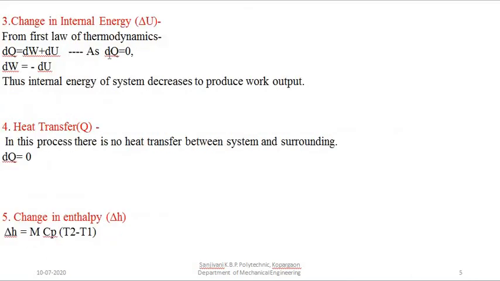Now the change in the internal energy, delta U. From the first law of thermodynamics, dQ is equal to dW plus dU. As dQ is equal to 0, therefore dW is equal to minus dU. Minus dU means what? The work transfer is obtained at the expense of what? Internal energy. So internal energy is reducing and we are getting the positive work output during the expansion process.